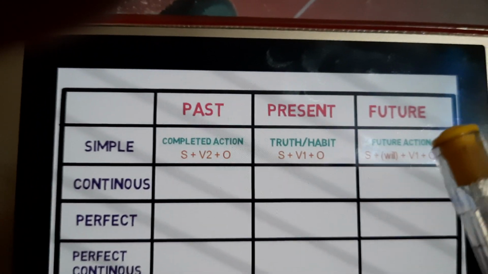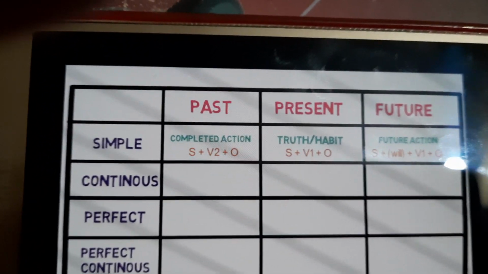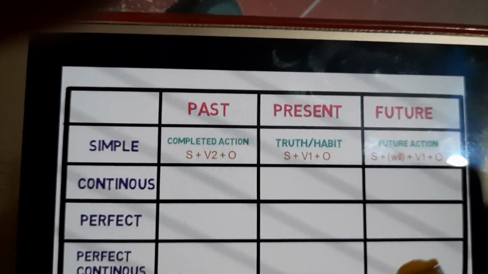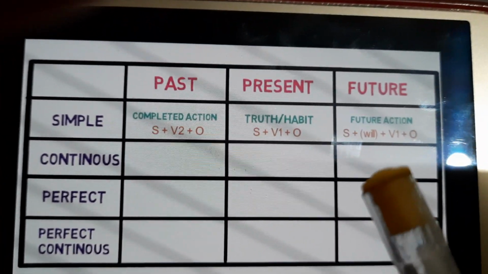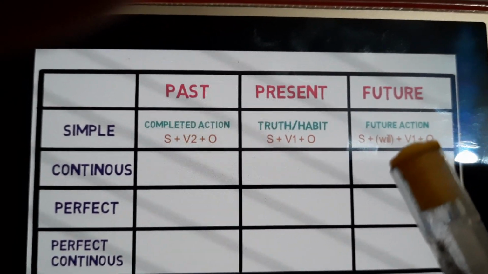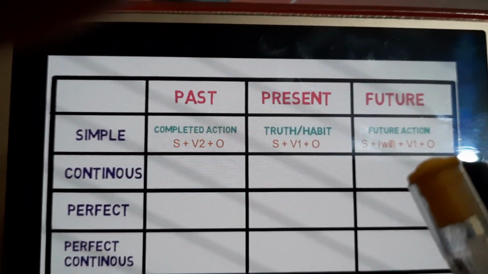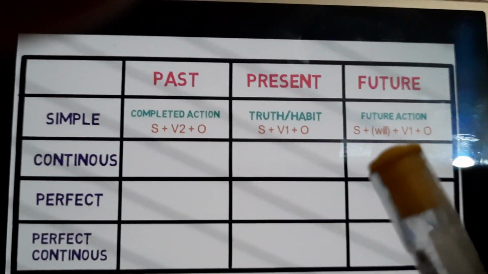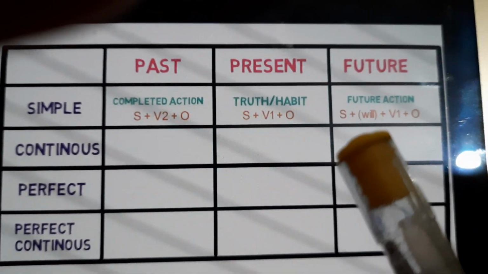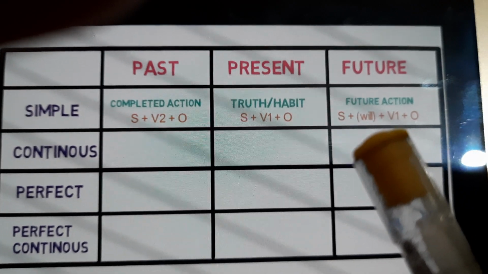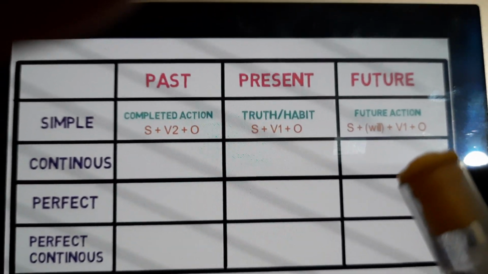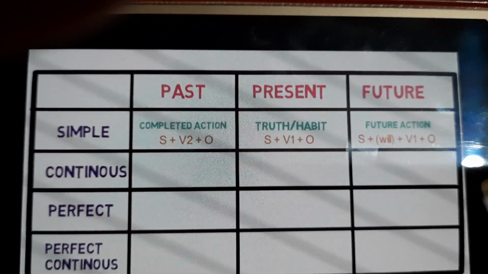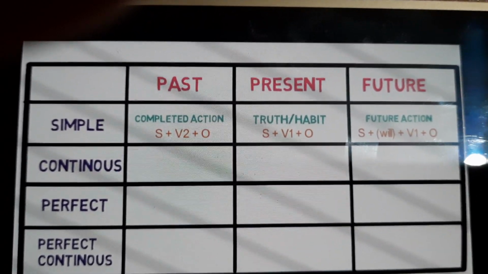Simple future tense. Simple future tense is used to indicate an action that is yet to take place. The verb will is used with the root verb to indicate an action in future tense. The form over here is subject plus will plus verb 1 plus object. For example, I will buy a new dress for the party.